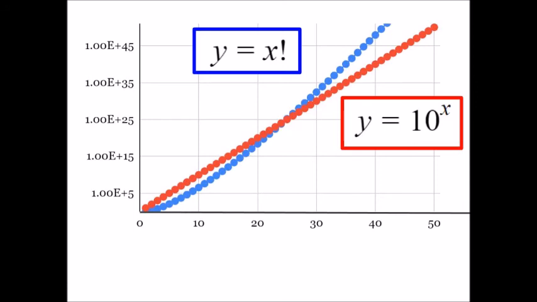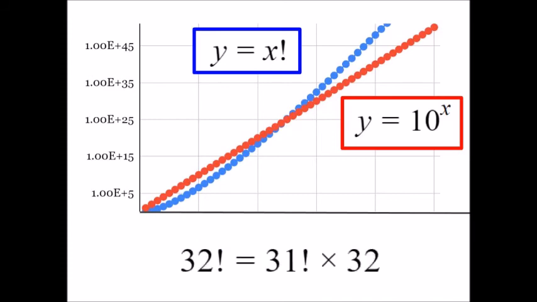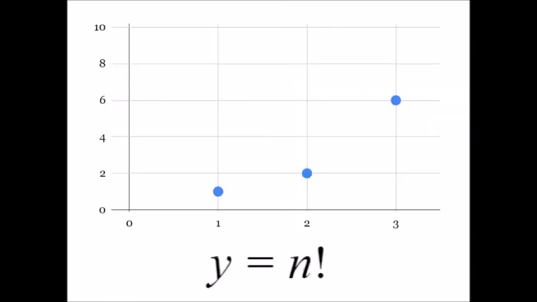And think about it this way, going from 10 to the 31st to 10 to the 32nd just means you multiply by 10, but going from 31 factorial to 32 factorial means multiplying by not just 10, but by 32. A calmer graph here, we have 3 factorial, that's 3 times 2 times 1, that's 6. 4 factorial, 4 times 3 times 2 times 1, that's 24, that's off the chart. 2 factorial is 2, 1 factorial is 1, and we will play now a game called Find the Function.